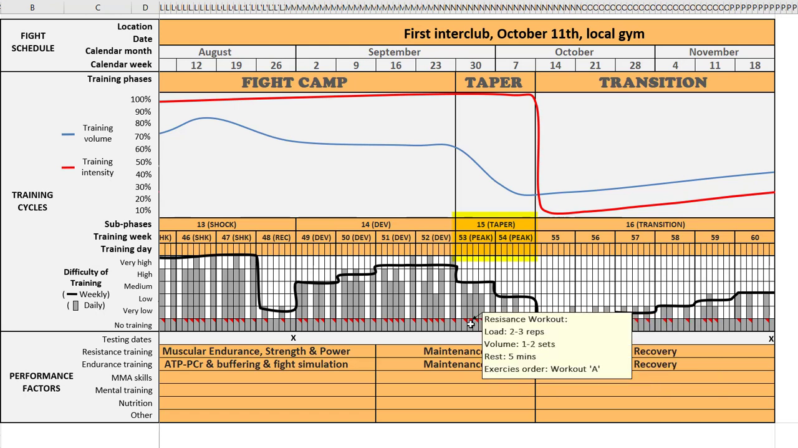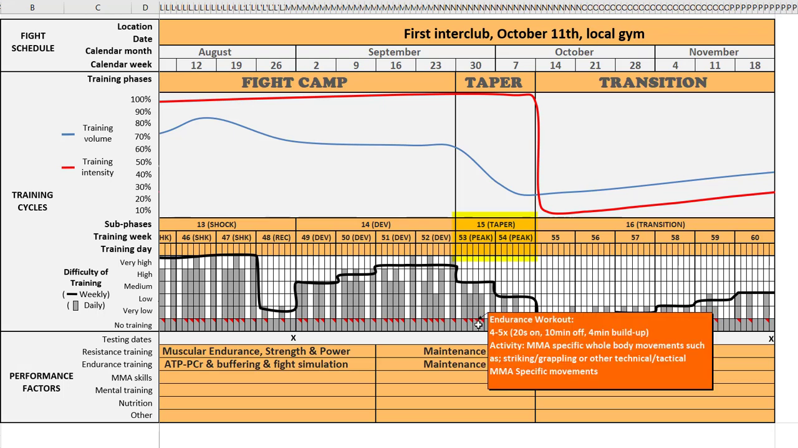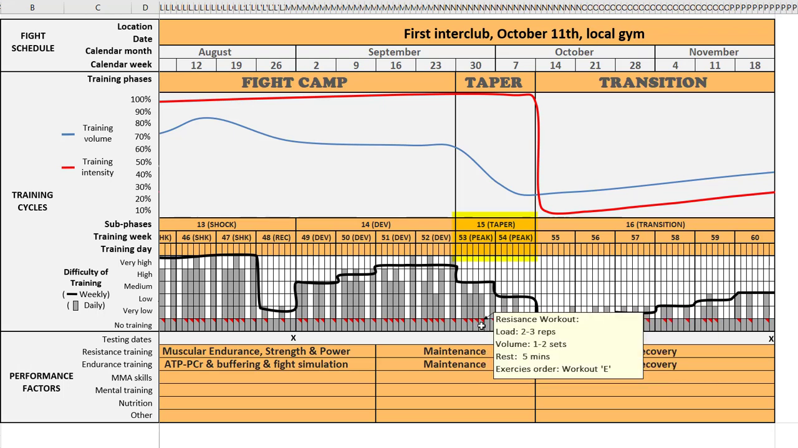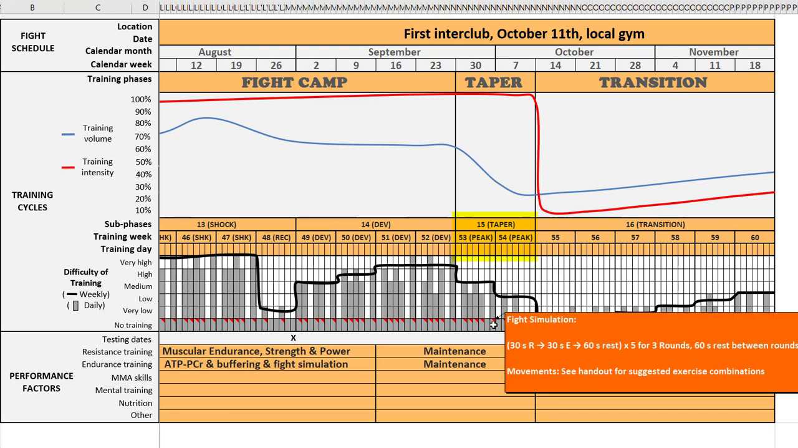If we move back to the resistance training session, what you're seeing here is that the first resistance training session focuses on muscular strength. It's in the 2 to 3 rep range. And then the next one is, again, a power-based workout in the same rep range. And there's also a fight simulation here. But again, you need to be very cautious when you're doing this.